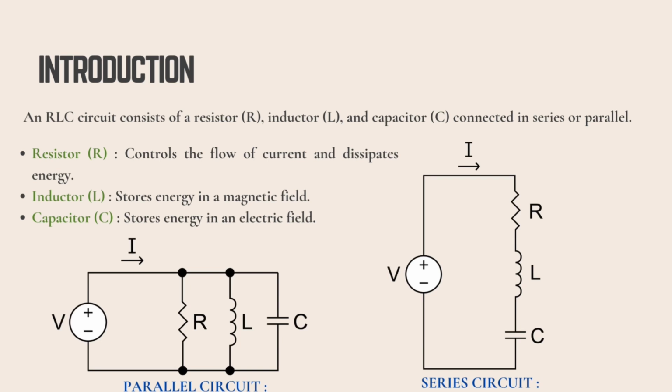An RLC circuit consists of resistor, inductor and capacitor, which is connected in series or parallel circuit. For resistor, it controls the flow of current and dissipates the energy. For inductor, it stores energy in magnetic field. Last, for capacitor, it stores energy in electric field. The image shows the difference of parallel circuit and series circuit.